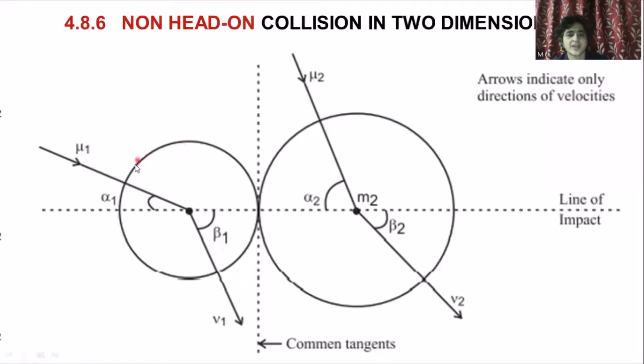This is the first body, a small body we can see. This is having mass m1. This is the second body, a large body we can see, it is of mass m2.